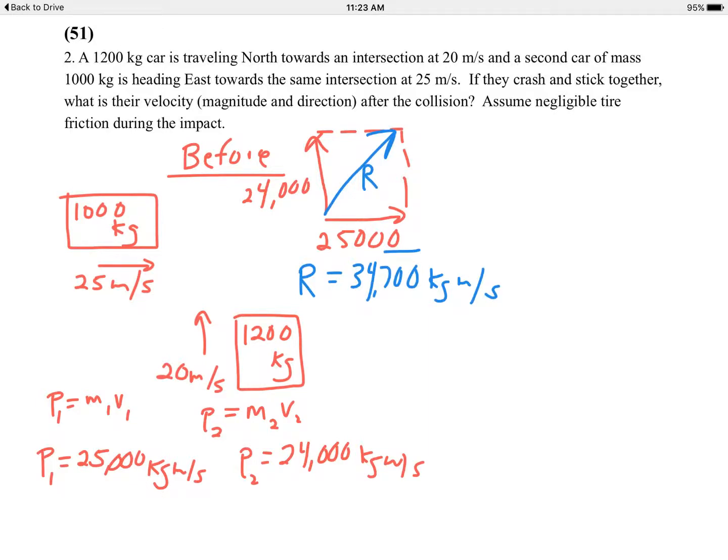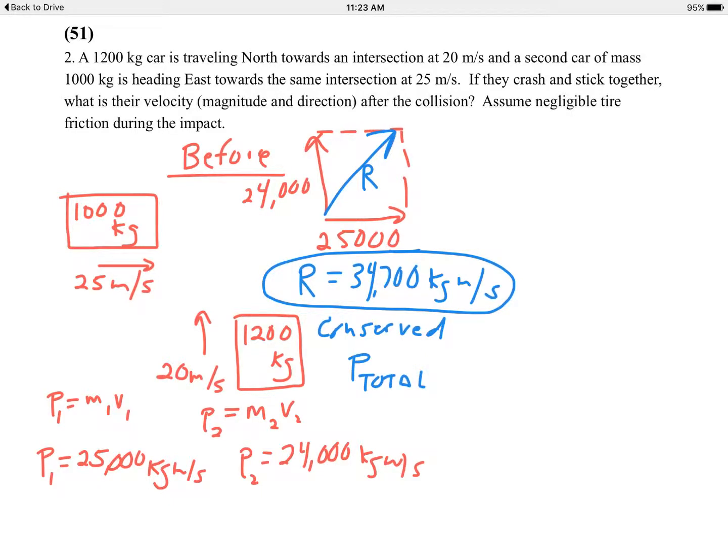That's the important number here. That's the amount of momentum that must be conserved. We could call that P total if we wanted to. I'm calling it R here in this case. We could also figure out the angle at which we have our total momentum. We could pick that angle right there, theta.